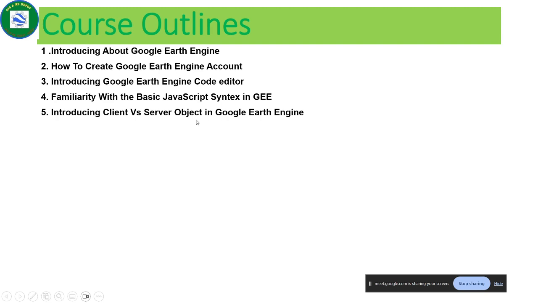Then the basics of importing and exporting any raster and vector data. Suppose an image, CSV file and shapefile: how you can easily import and export any raster and vector data in the Google Earth Engine platform. Then we learn band combination using different types of satellite imagery, suppose Landsat, MODIS or Sentinel satellite imagery, and band combination of different datasets in the Google Earth Engine platform.